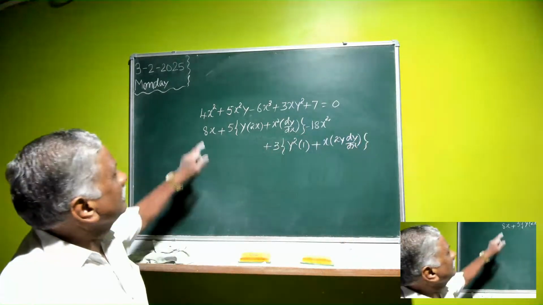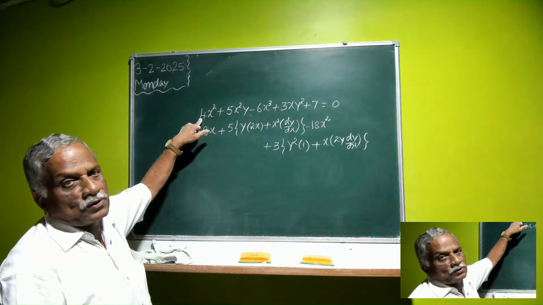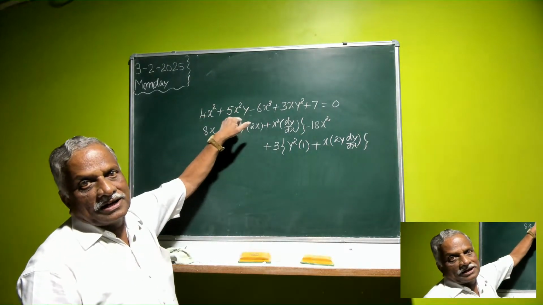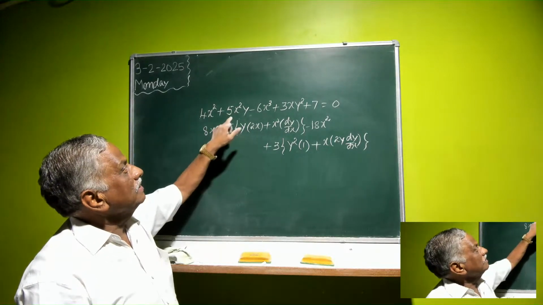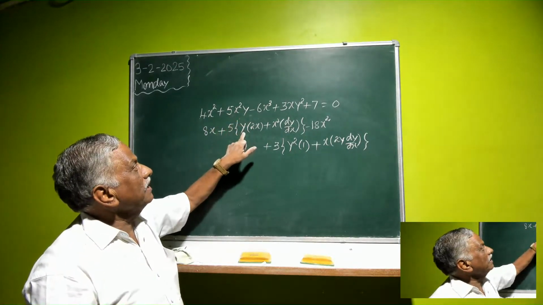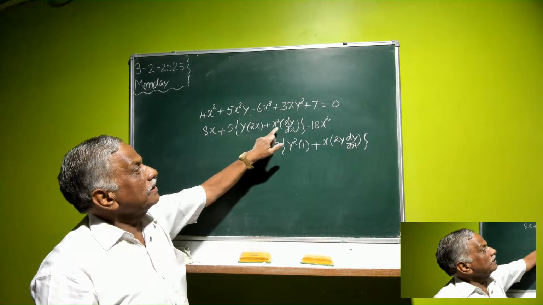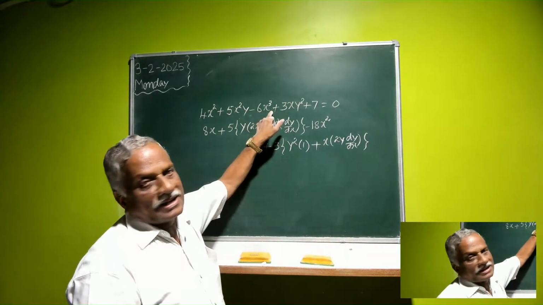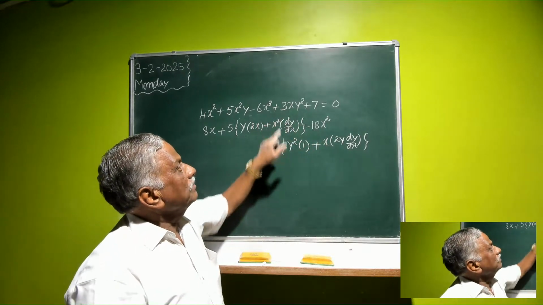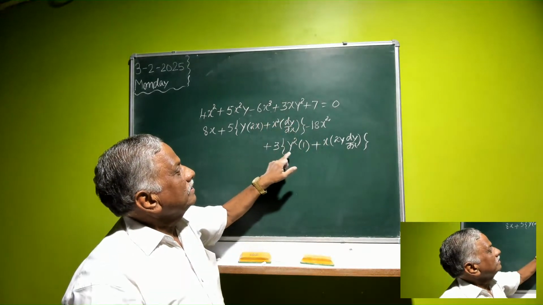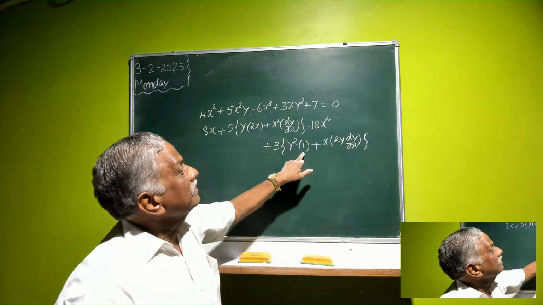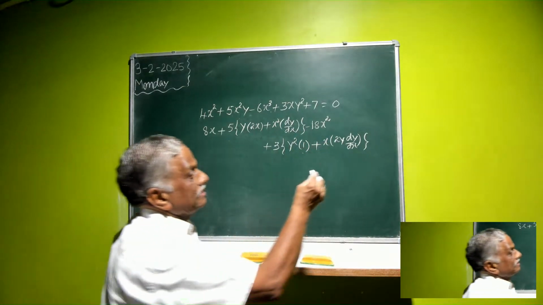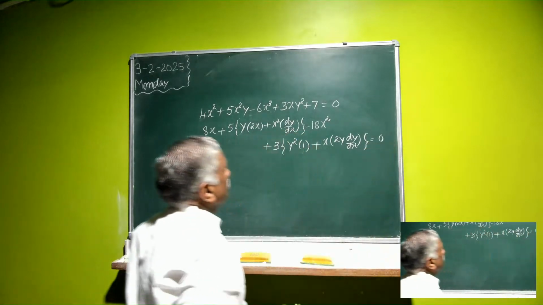I'll repeat. First differentiate 4x square: 4 is a constant, x square gives 2x. You notice that it's a product and 5 is a constant, keep 5 outside. Keep y, differentiate x square, keep x square, differentiate y. This is direct. 6 is a constant, x cube gives 3x square. Again, a product, keep 3 outside, keep y square as it is, differentiate x, I get 1. Keep x as it is, differentiate y square, I get 2y dy by dx, that is equal to 0. Now let us simplify this.